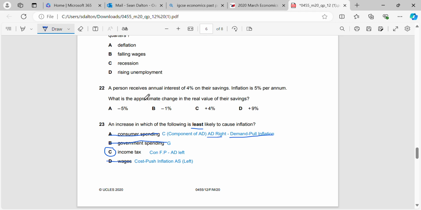Question 22, very easy. A person receives annual interest of 4% on their savings. Inflation is 5% per annum. What is the approximate change? We just need to take away inflation from the interest they're earning. So very simple, 4 minus 5. What does that give us? It gives us a net change of minus 1%. So the real value of their savings is going down by 1% because inflation is higher than the interest they're receiving.